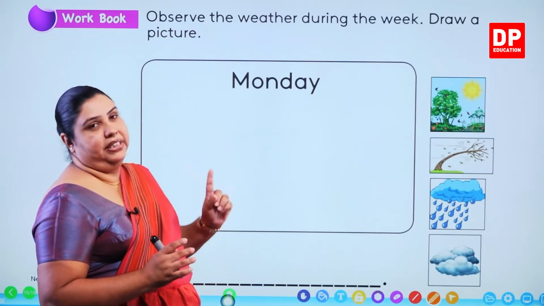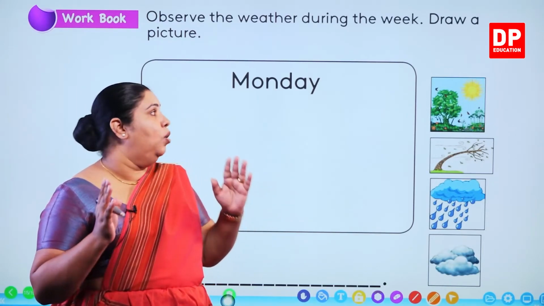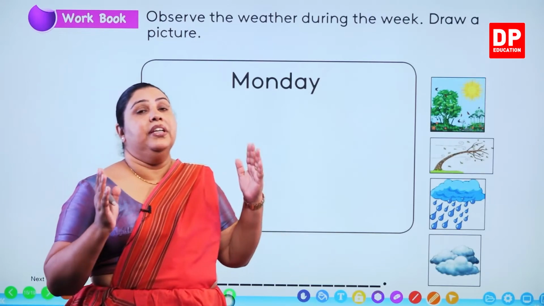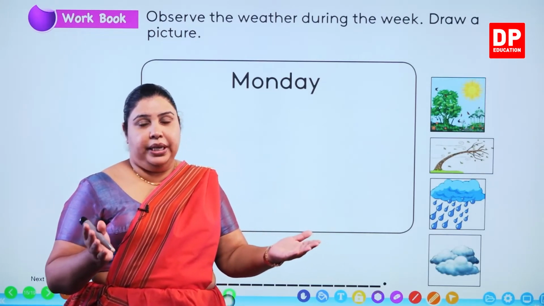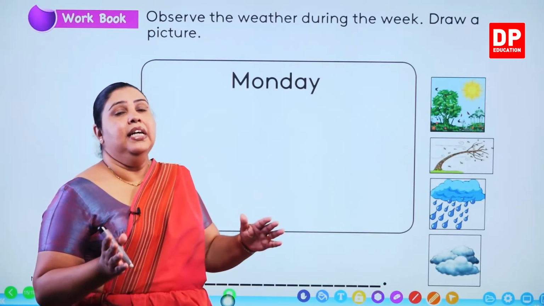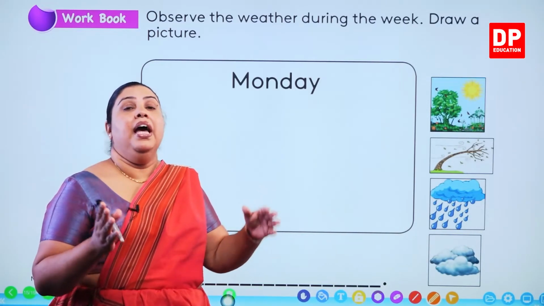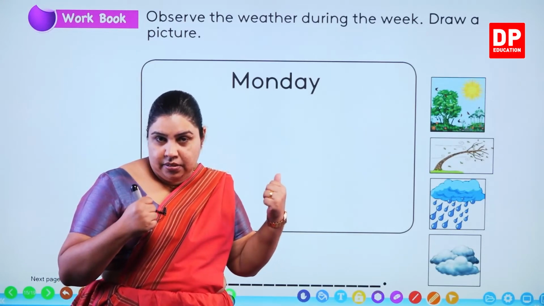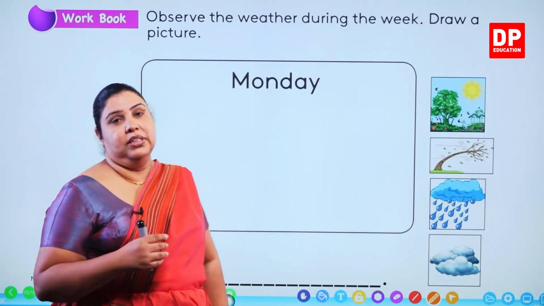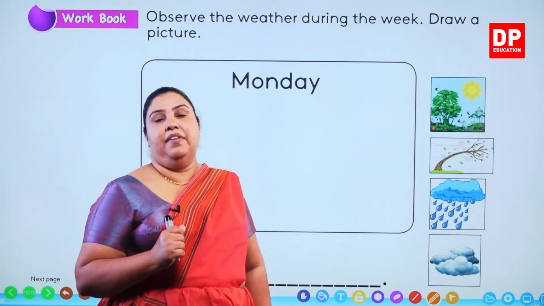Draw a picture. Now how many days do we have? During the week we have 7 days. Okay. Now out of the 7 days you can observe 5 days the weather types that you have and you can draw them inside this box. Now what is the first day that we have to observe?